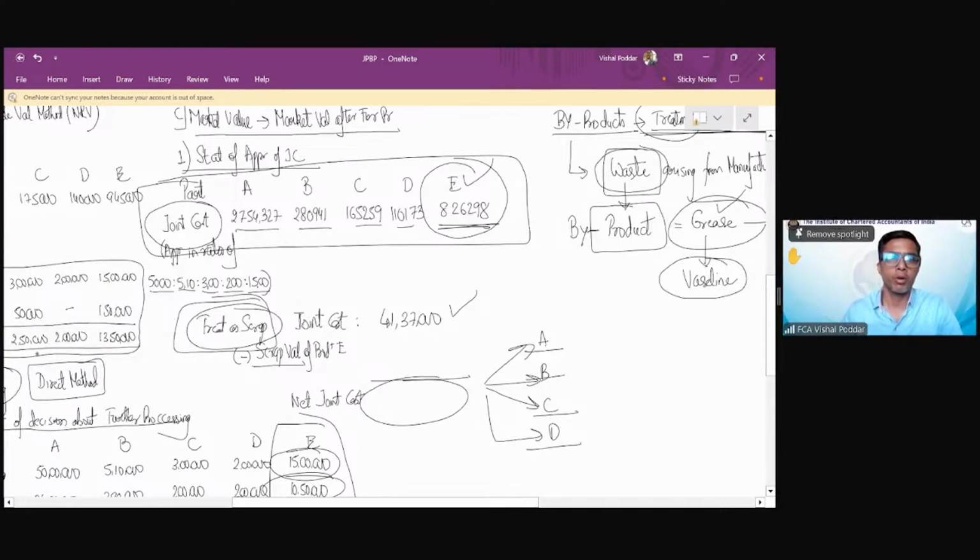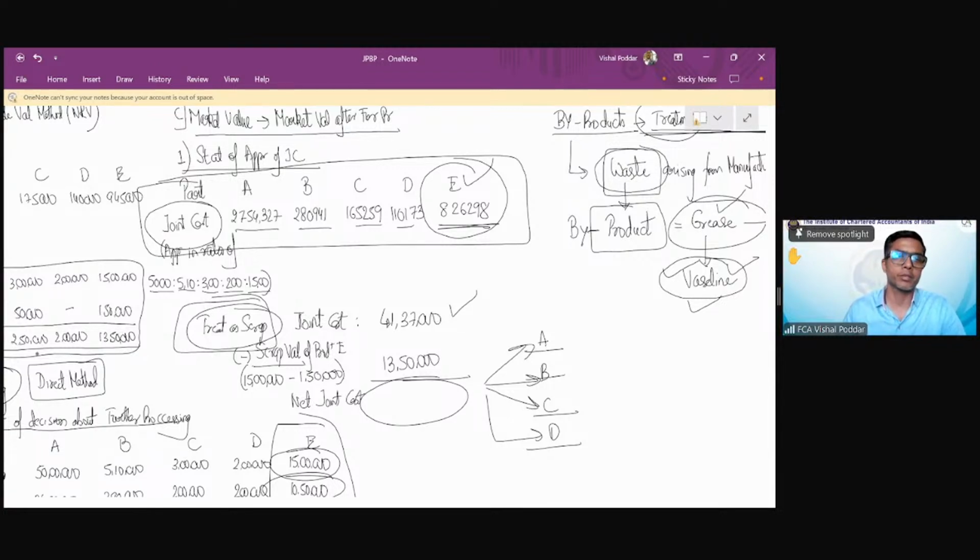Now, how much is the scrap value of E? Since E is a profitable product after further processing, that is, I have taken a decision, I will sell it after further processing. How much sale value will I get from E after further processing? 15 lakhs. How much is the cost of further processing? It is 150. It means E is giving me net sale value of 13 lakhs 50,000. So this 13 lakhs 50,000 is the net scrap value of E, which I will reduce.